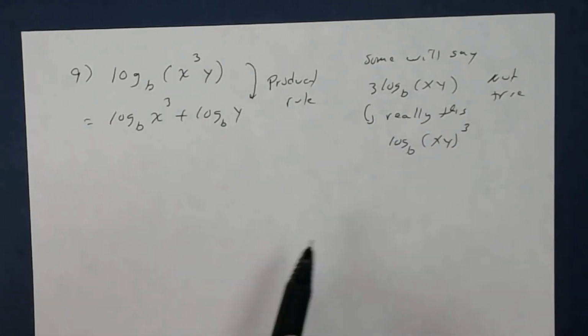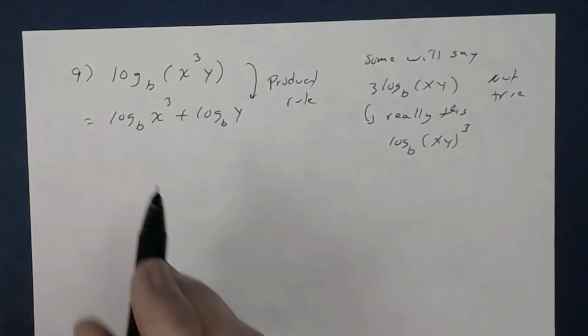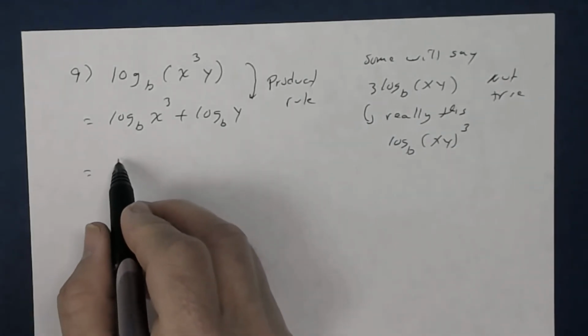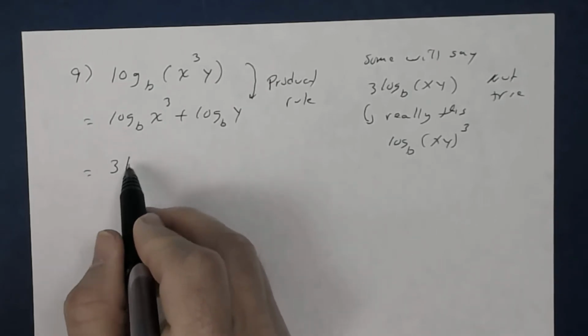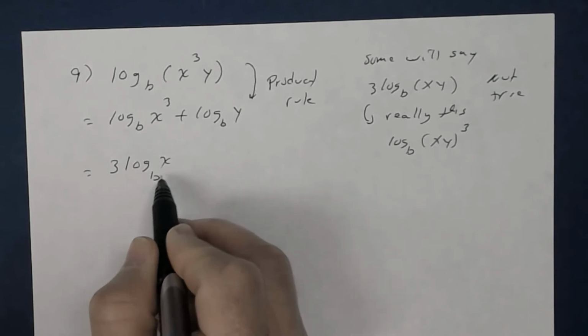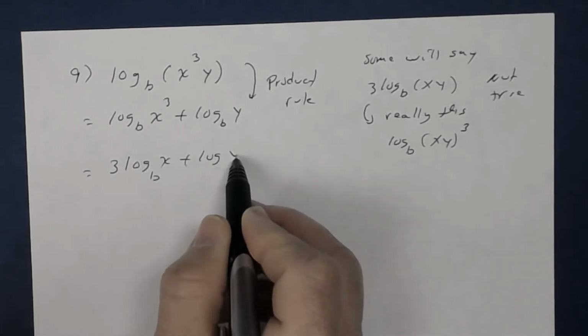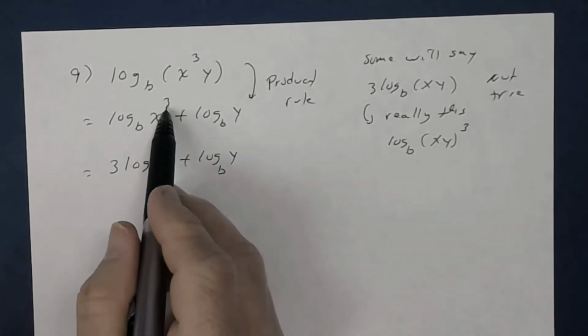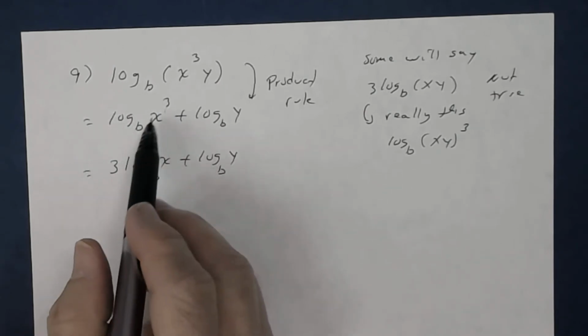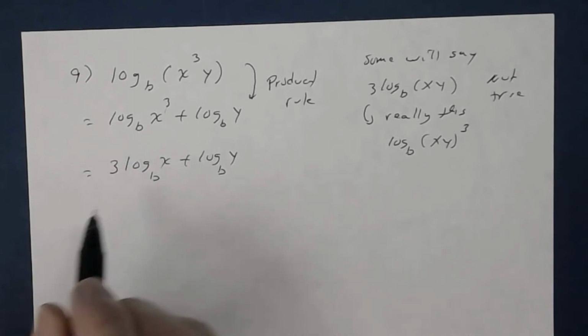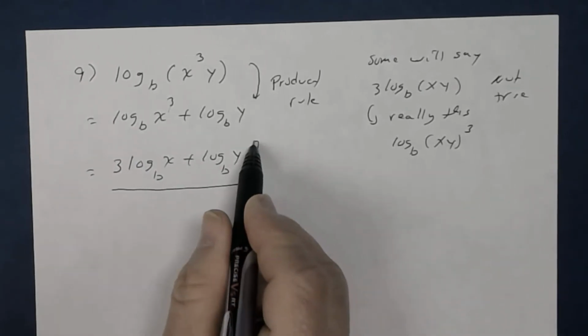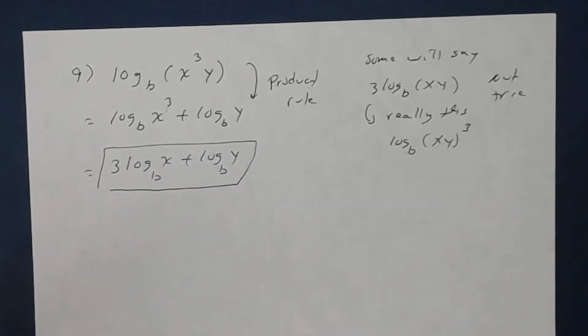Okay, and then going from here to here, I'm going to use the power rule. So the power rule will be 3 log of x base b plus log of y base b. All right, so you just take that exponent, put it in front, just like this, 3 times the log of x base b. All right, and you cannot simplify anything here, so you're done.